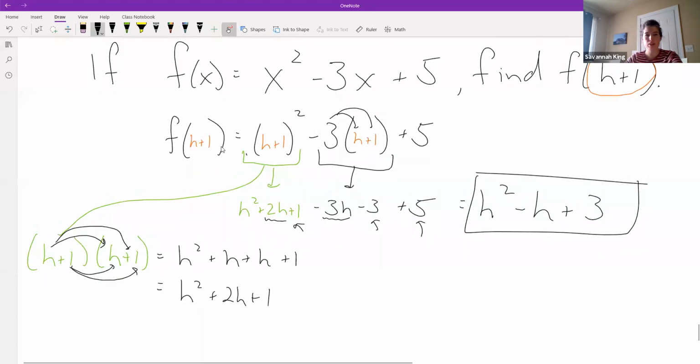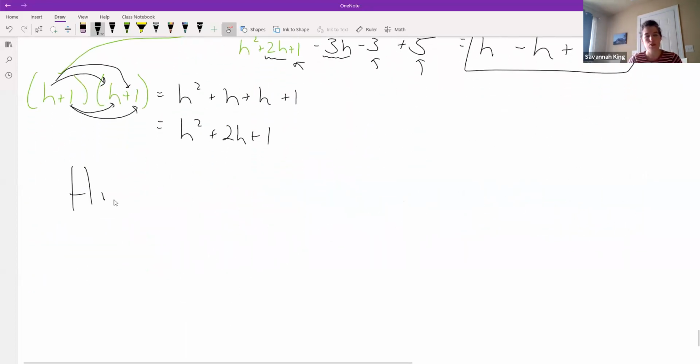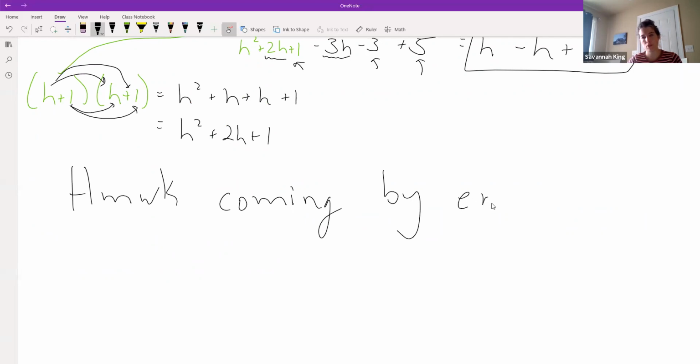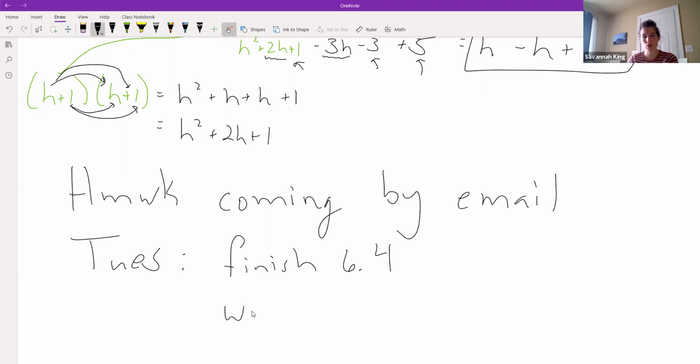So basically, homework coming by email. And then what's going to happen on Tuesday is that we will finish 6.4. There's only like one other thing I have to show you, but it's super hard. So we're going to finish 6.4, then we'll work a couple 6.4 homework problems that you've already done.